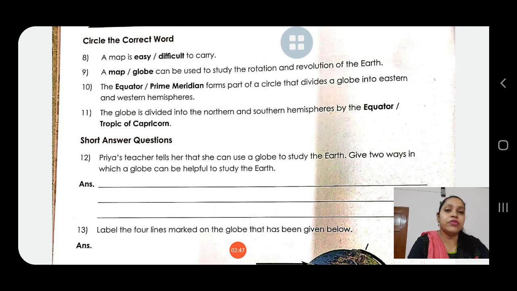Now here you have to write the uses of a globe. So what will be the answer? A globe helps us to understand the shape of continents and water bodies on earth. It also helps us to see the positions of places and the distances between them accurately. Okay children, so a globe helps to understand the shape of continents and water bodies, as I discussed in the lesson. And also it helps us to see the positions. The positions of the places can be correctly seen on a globe.